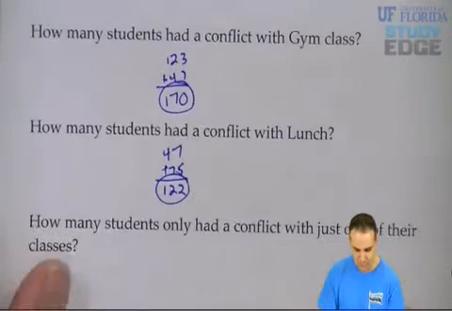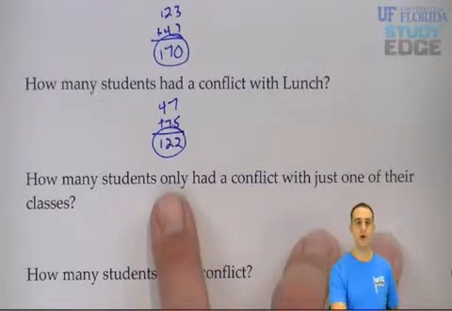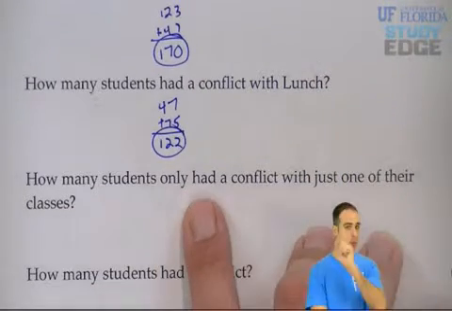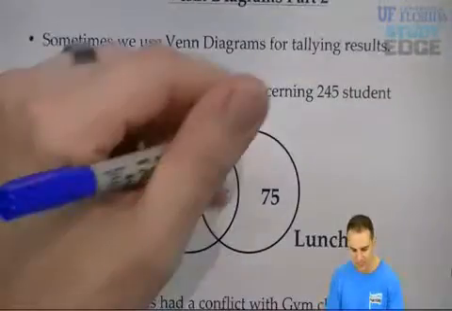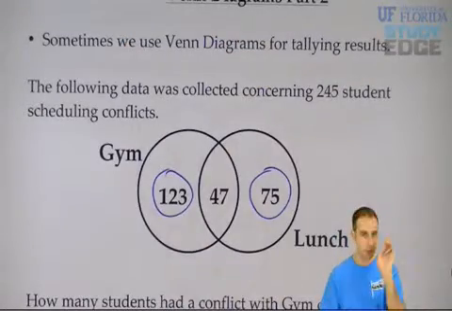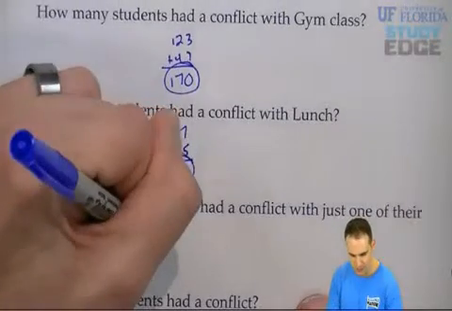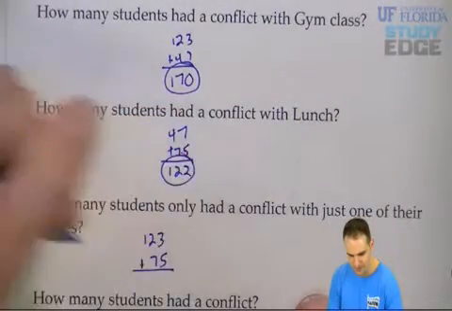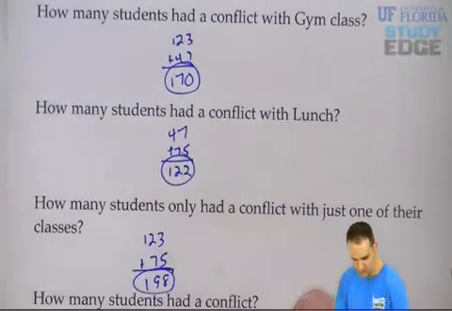Next, how many students only had a conflict with just one of their classes? So they want to know how many students had a conflict with just one, either just gym or just lunch. So in this case, we're looking at just gym and just lunch is the idea, just with one of their classes. In this case, that would be 123 plus 75, which will give you 198 students.